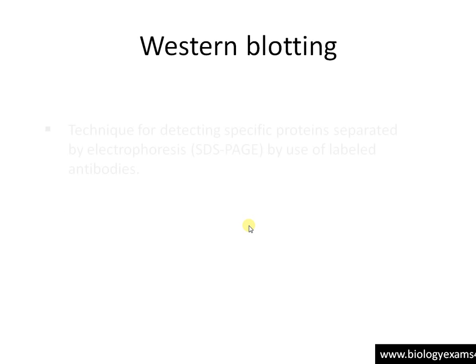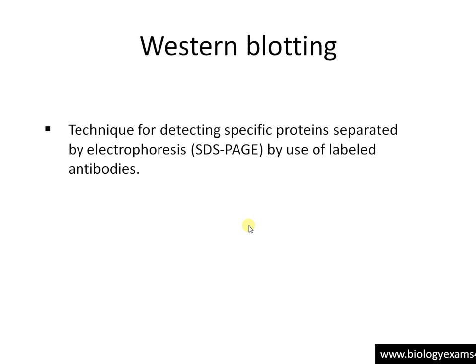In the case of western blotting, it's a technique to find a specific protein. Usually, the electrophoresis is SDS-PAGE, as the protein must be denatured and it must be uniformly charged with SDS.